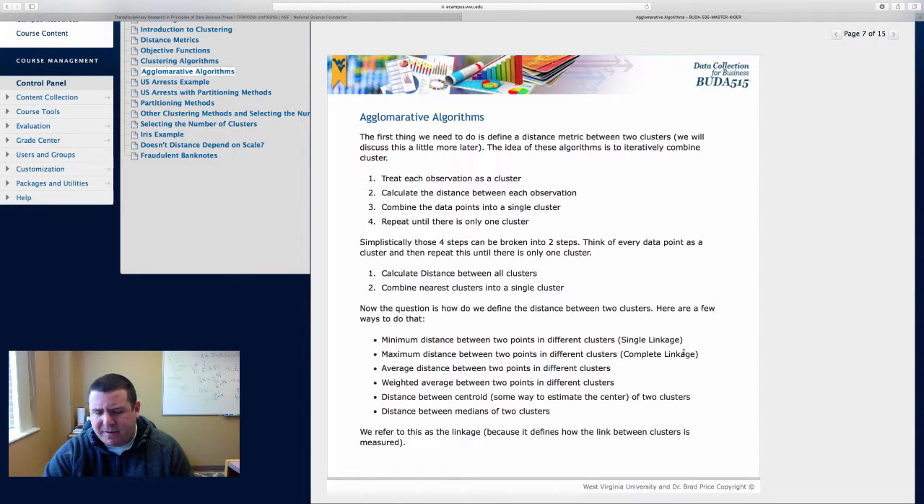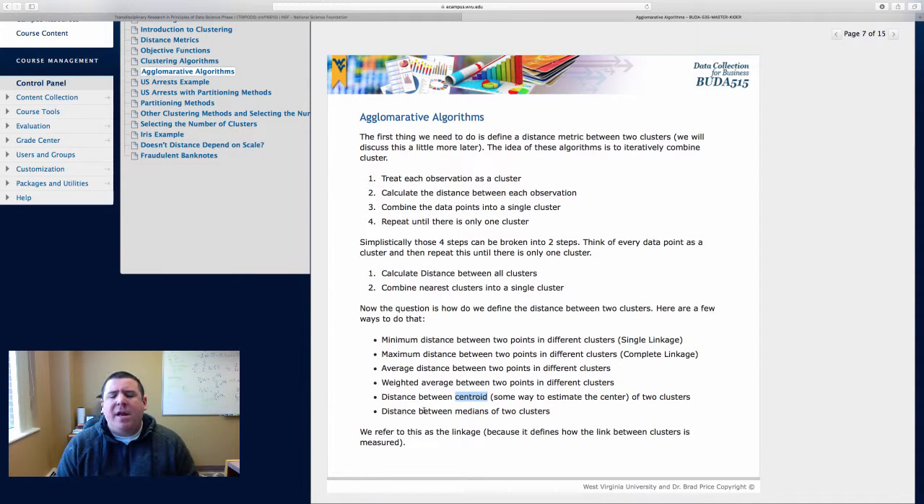So it's the maximum difference, okay? It's the average difference between 2 points. So what you would do is calculate the distance between all the data points in the 2 clusters and then take the average. You can do a weighted average. You can do a distance between centroids. And all we call a centroid here is just some way to estimate the center of the cluster. Or you can do the distance of the medians. Really, it's up to you. But this is referred to as a linkage, okay?